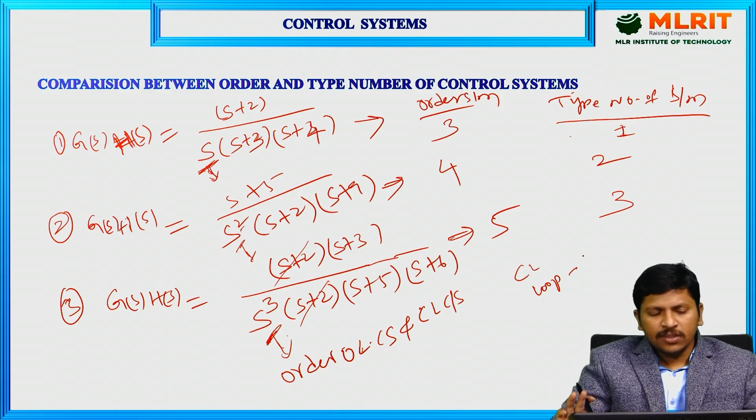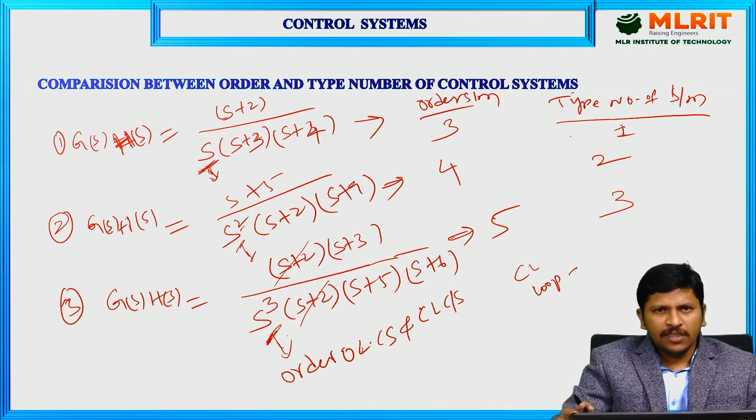This is the difference, or a comparison, of order and type number, and some examples of how to calculate the order and type number of the system, and what is the meaning of type number of the system, and examples of type number, and a comparison of type number and order of any control system. All these we learned from today's session. I hope you understood every point. Thank you all.